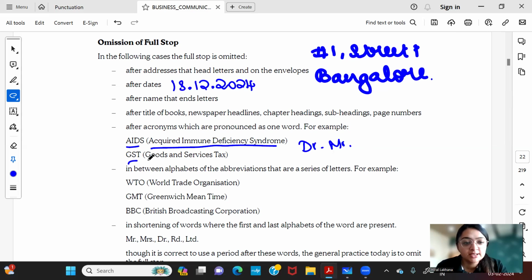Similarly, GST is nothing but goods and services tax. But as you can see here, after GST, a full stop is not entered. Similarly, more examples will be like World Trade Organization, Greenwich Mean Time, that is GMT, or BBC, that is British Broadcasting Corporation. So in cases like these, a full stop will not become essential, even though it looks like a full stop is essential.